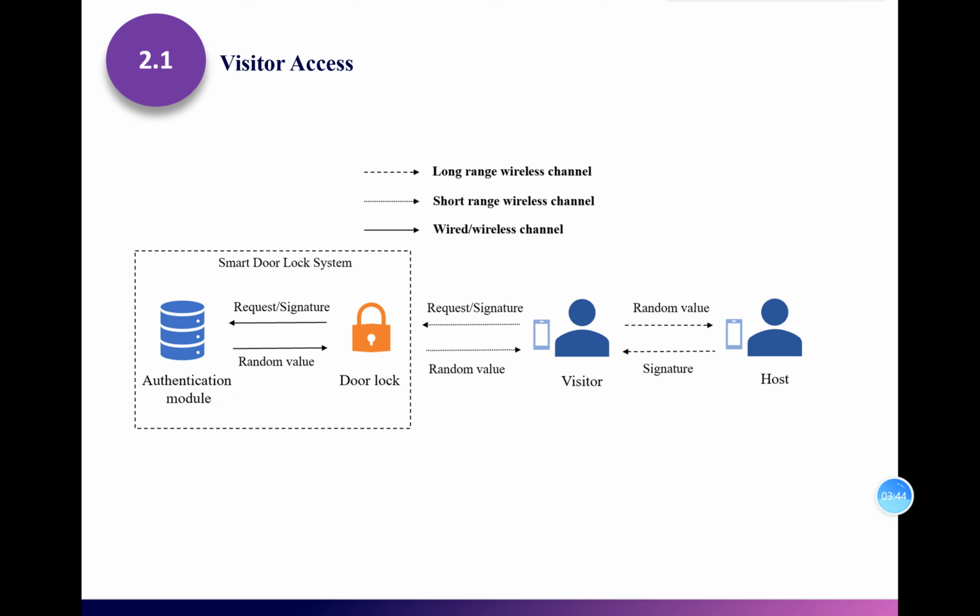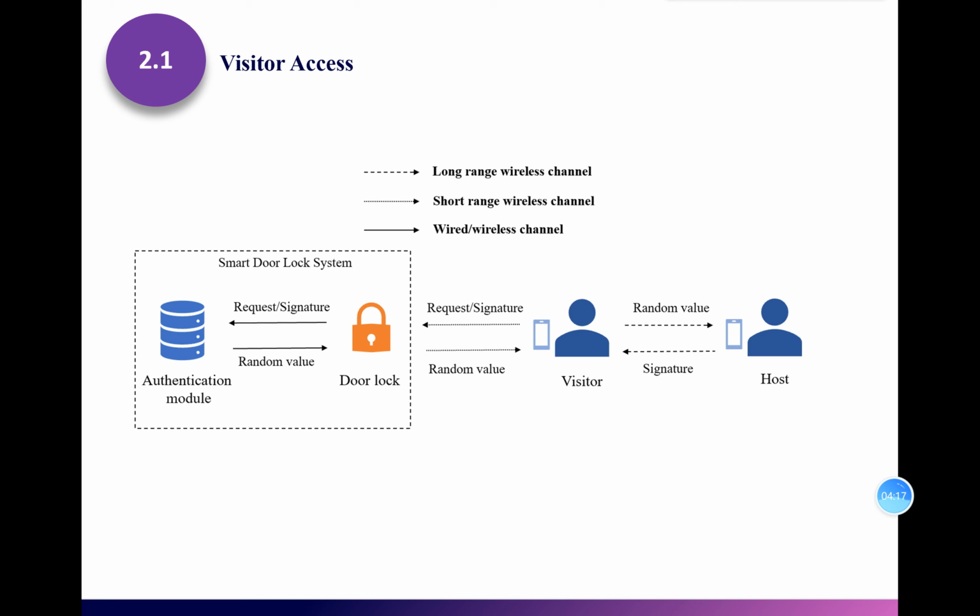Next, I will introduce our system module. First, I will talk about visitor access conditions. There are 4 types of entities, including the door lock, the authentication module, the visitor, and the host. All entities in the system have communicating abilities. There are communicating channels between authentication module and door lock and the visitor and host.